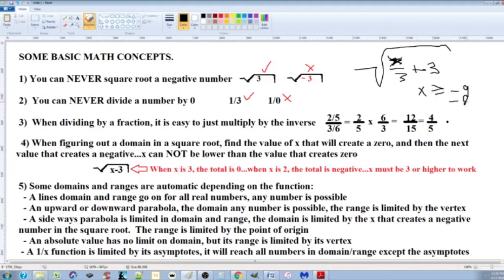So minus 8 is fine, minus 7 is fine, minus 6 is fine, minus 5, all the way up to plus 7, plus 8, infinity, plus infinity. But we cannot go below minus 9. And so that's how you figure out your x domain, so that affects your domain. Domain is all x values. It's all horizontal values of your limits for a square root.